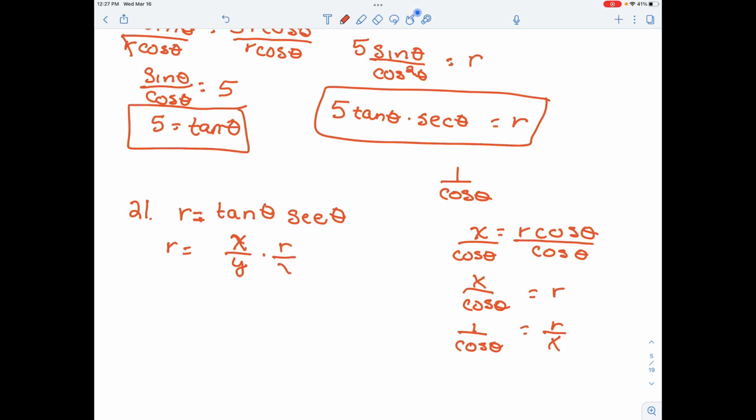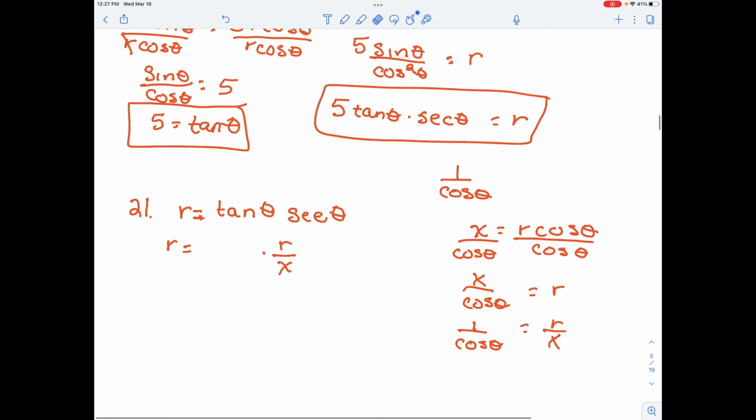Oh, I know what I did. I keep doing this. I told you I was doing this earlier. Tan is y over x. I don't know what is wrong with my brain. Y'all need to pray for me. Okay, so we get r is equal then to y times r over x squared.